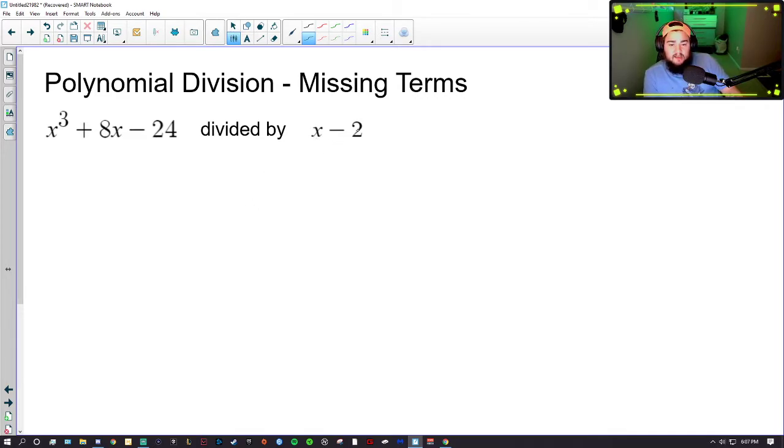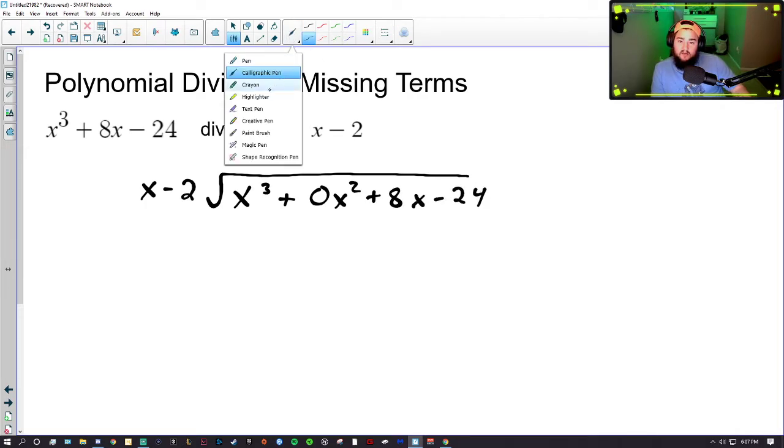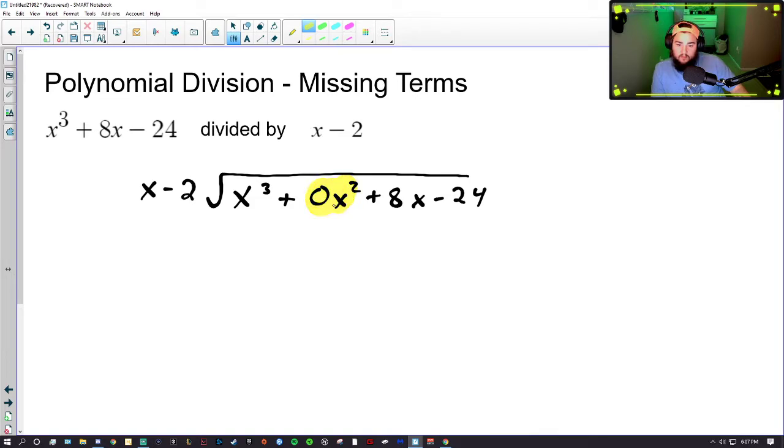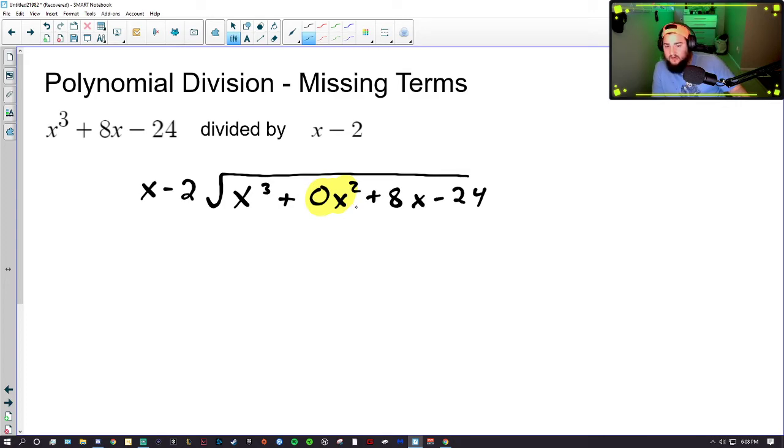So we're dividing by x minus 2, and we know we're missing an x squared. So we're going to write this as x minus 2, kind of like we have been, divided by x to the third plus, okay, we're missing x squared next. So we're going to put in a 0x squared. We're missing an x squared term, so we're going to write 0x squared to fill its space, plus 8x minus 24. So here is the term that's missing from our problem, and we're going to just account for it by putting a 0x squared in. Okay, now it's exactly the same.